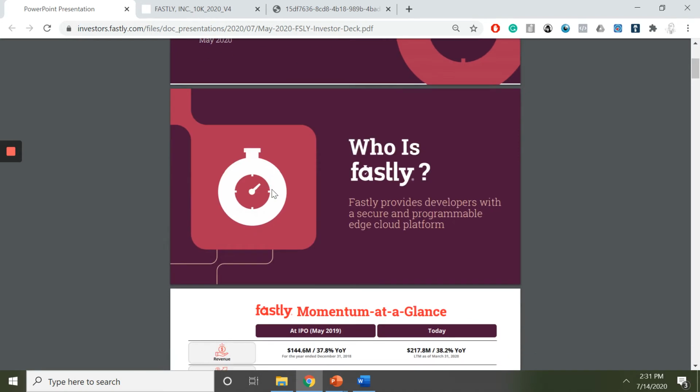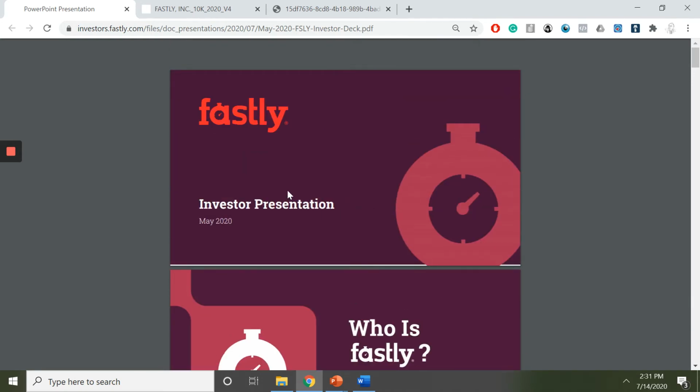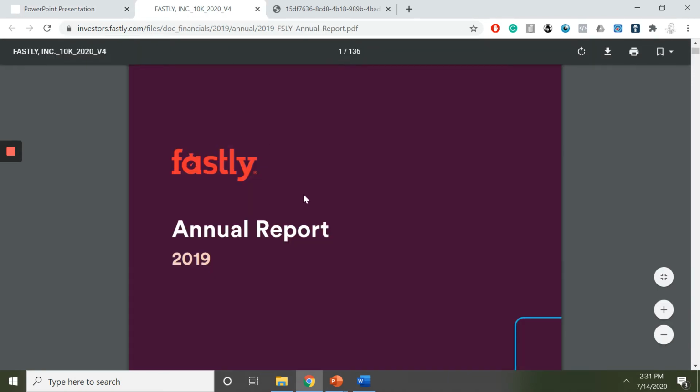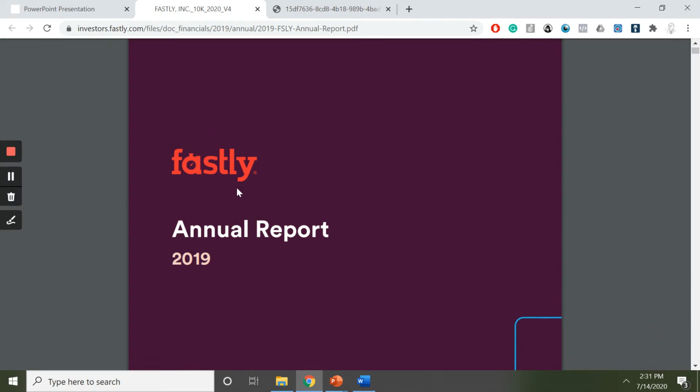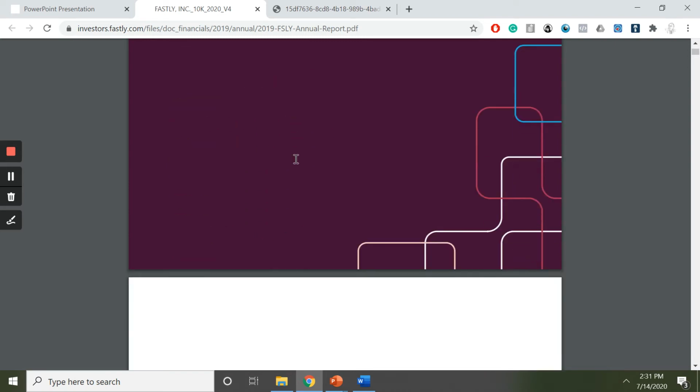This is the investor presentation. It is not the same thing. This is what we're looking for. It will say annual report, and as you can see in the file name here, it says 10K. For this, we're using Fastly, which is a growth company. It's an edge cloud computing service. And so this is what we're looking at.